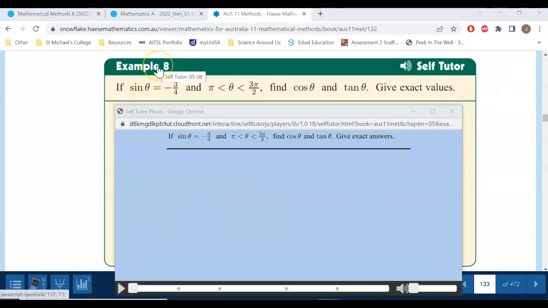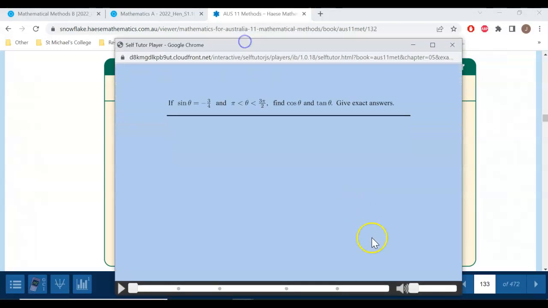Okay, in example 8, we're asked to do something similar. They give us a value of sine theta as -3 over 4, and they'd like us to find cos theta or tan theta. However, we have this extra condition that the value of theta has to be between pi and 3 pi on 2.